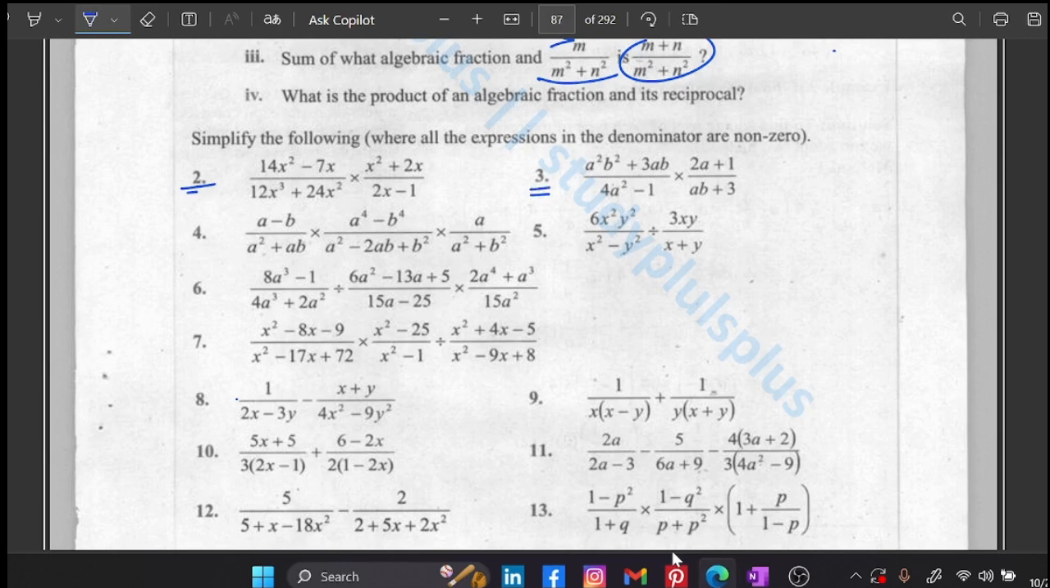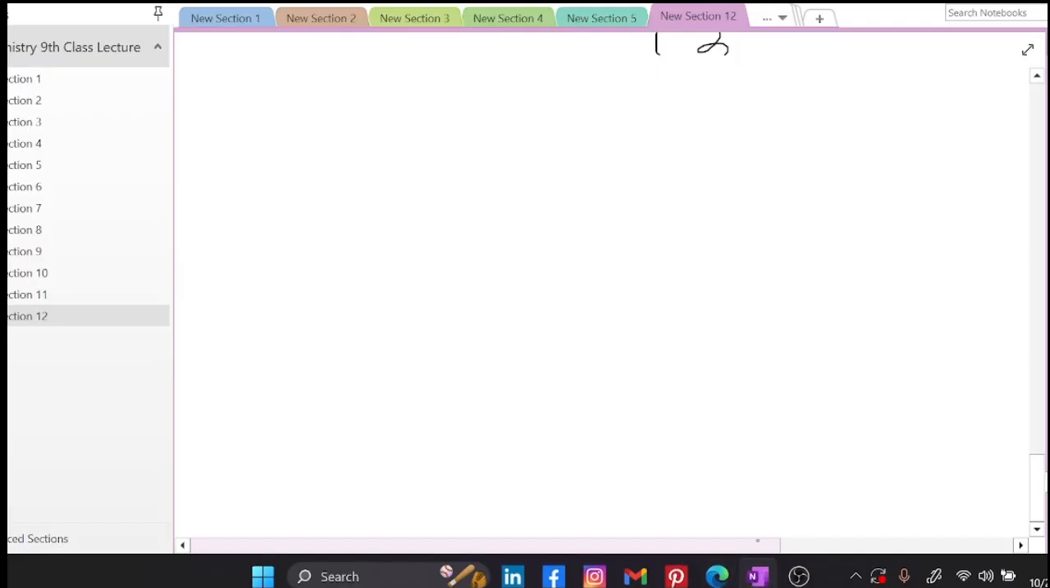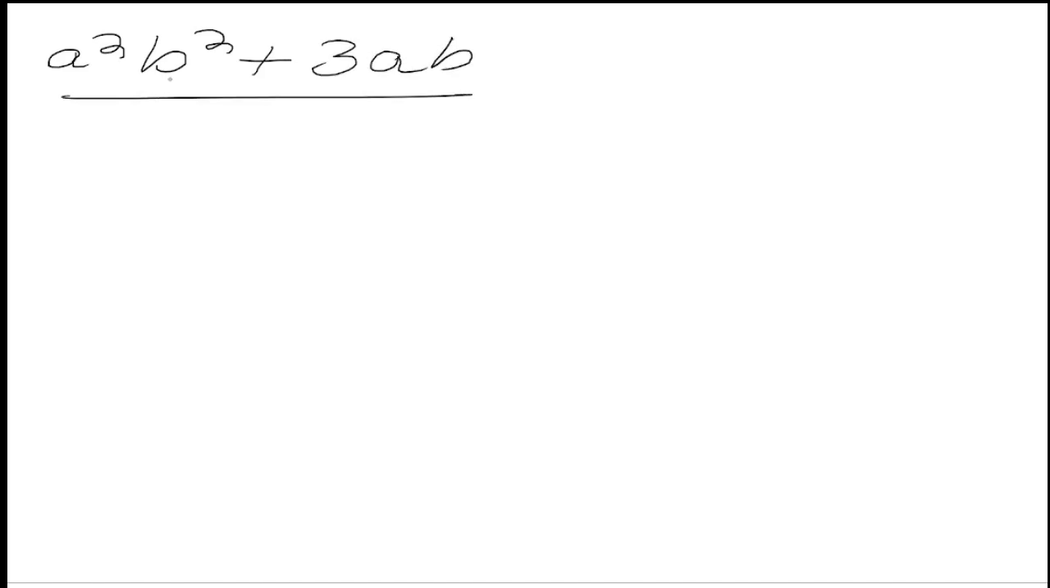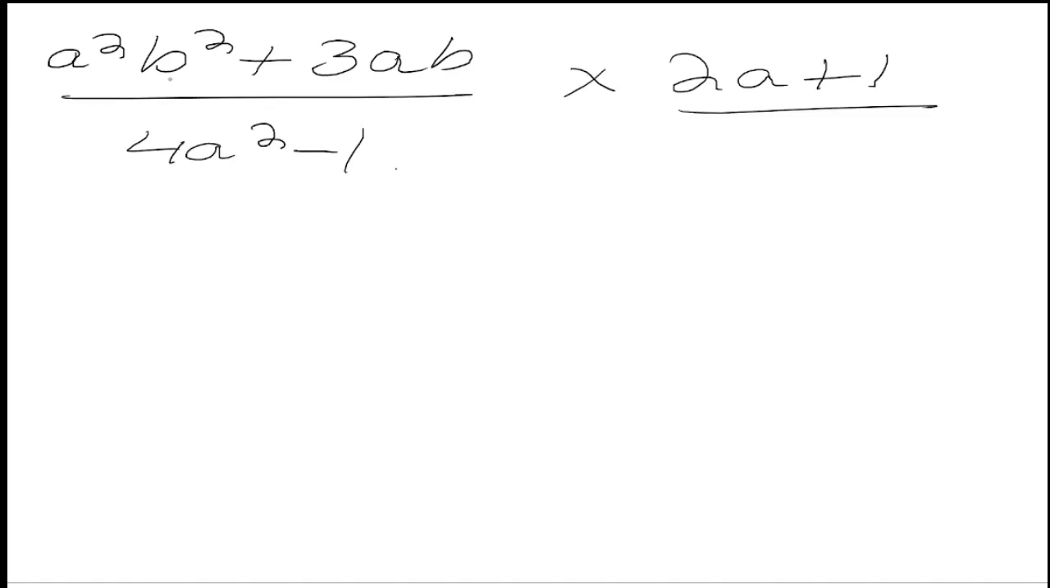In question number 3, we have (a²b² + 3ab) divided by (4a² − 1) multiplied with (2a + 1) divided by (ab + 3). So we're going to perform the same steps we did in the previous question. Let's write the expression first. We have a²b² + 3ab divided by the denominator, which is 4a² − 1. Then we have the product of 2a + 1 divided by ab + 3.